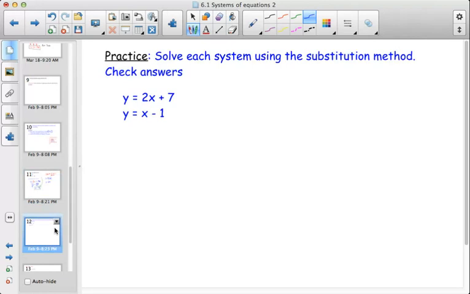Let's look at another in practice, solving this using the substitution method. If you'd like to, you can pause the video and work on this.